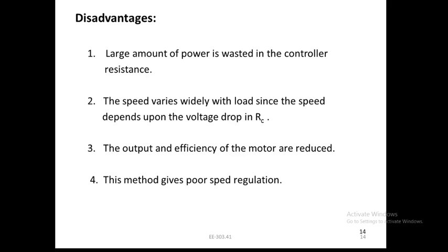So these are the field control methods. Here we conclude that we have discussed two topics, the armature control method and the field control method. The armature control method gives speeds below the rated speed, and the field control method gives speeds above the rated speed. So this is about how we can control the speed of the DC shunt motor. Thank you.